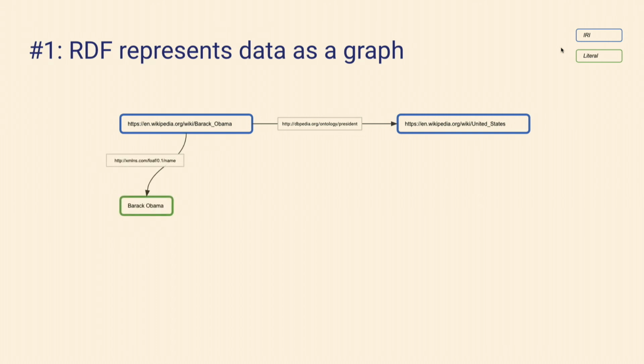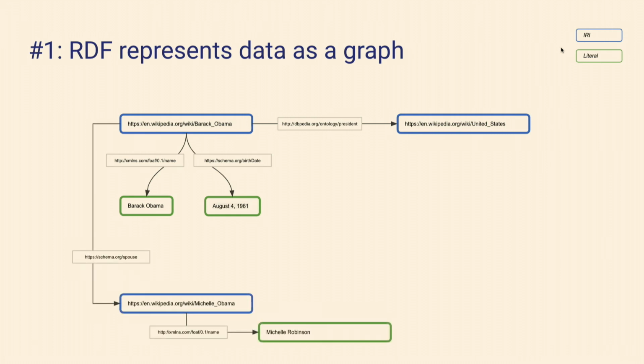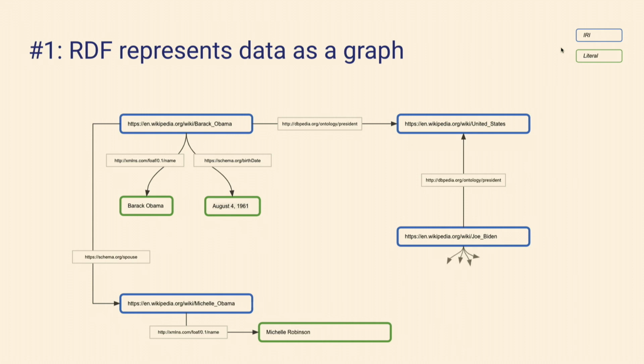We can also say that Barack Obama's first name, or just name, is Barack Obama. That thing uniquely identified as Barack Obama by the Wikipedia link has a property represented as an edge on the graph, which is his name. Also a birth date, also a spouse, which is Michelle Obama, whose name is really Michelle Robinson. And then Joe Biden is also president of the United States, etc. You understand the idea? Every single piece of data is represented this way, as a graph in RDF.